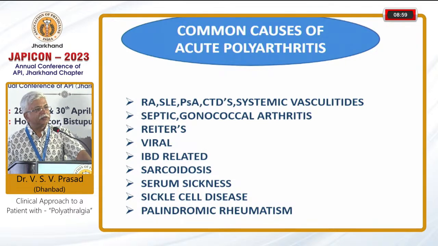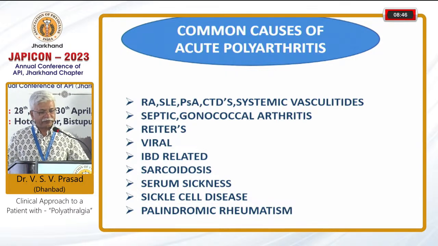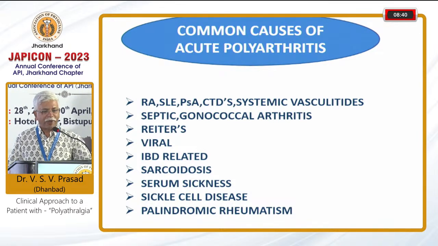Septic arthritis is a classical example of acute polyarthritis, and gonococcal arthritis, of course Reiter's, viral arthritis, inflammatory bowel disease related arthritis. This could all present as acute polyarthritis. And sometimes conditions like serum sickness, sickle cell disease, and of course palindromic rheumatism.